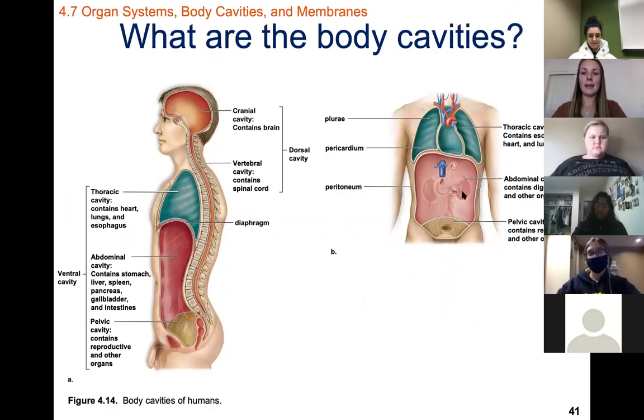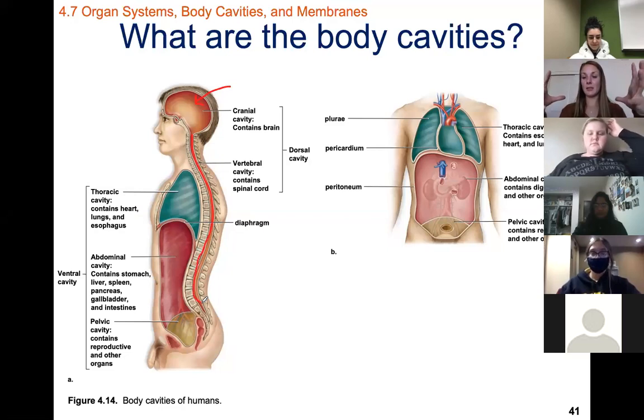There's different body cavities. We don't focus a lot on the anatomy and physiology of this, but I think that the names kind of give it away. You have your cranial cavity, which kind of makes sense. Cranial contains your brain. You've got your vertebral cavity, which is kind of down here, which contains your spinal cord. These cavities are essentially spaces in which the organs are found.